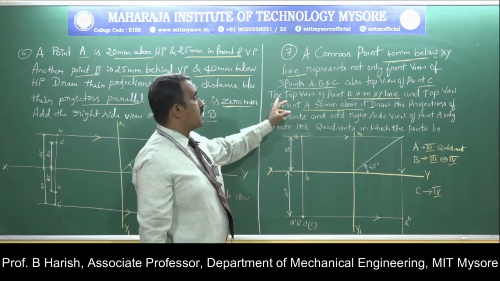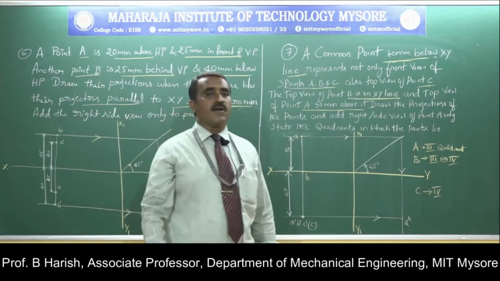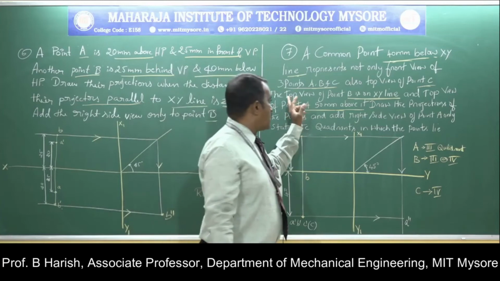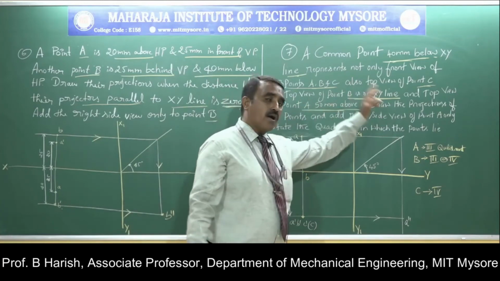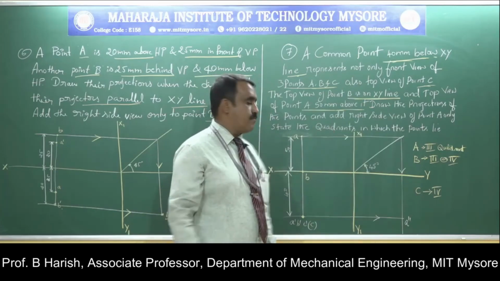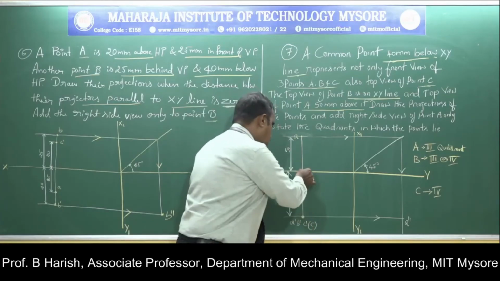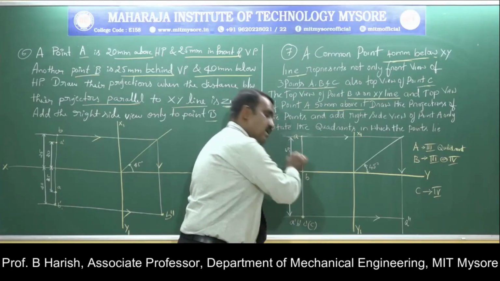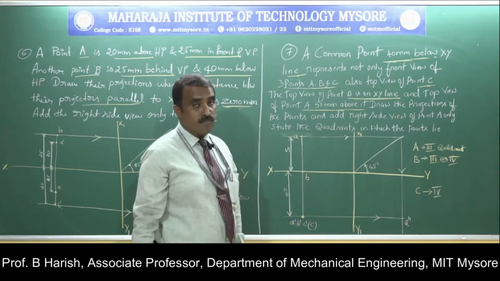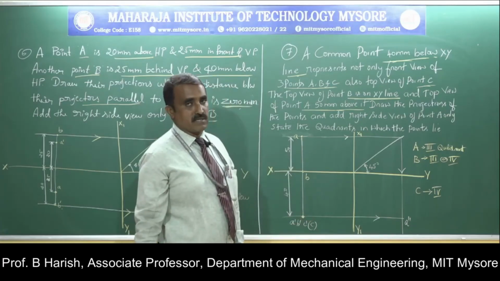Next it says that the top view of point B is on the XY line. We know that the top and front views always coincide in a projector line. On the XY line means it will be on the XY line itself. So from here I have drawn the projector and fixed the point. This point itself is the projection of point B, that is the top view of point B. So 4 projections are fixed.